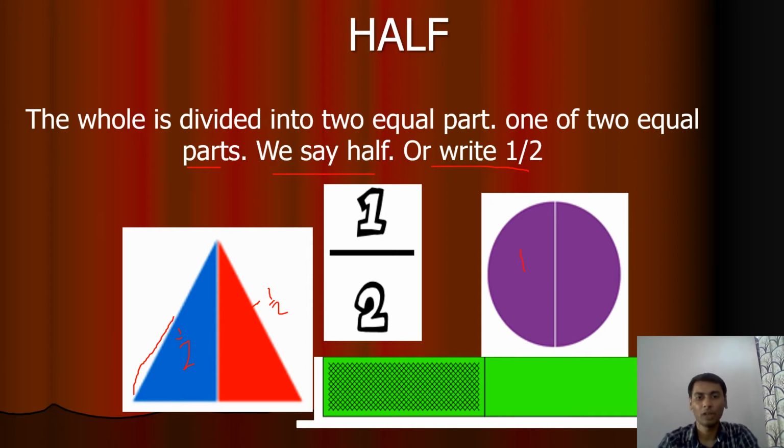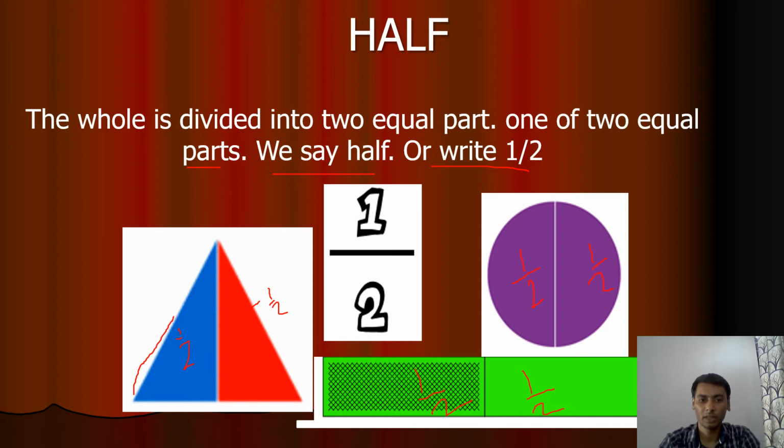It is also having two equal parts, so each part is 1 by 2. That means if we write the fraction for one part out of 2, we will write 1 by 2, or we can say it is the half of the whole object. In the same way, we will write the fraction for this picture also. Each part is 1 by 2 of this whole.